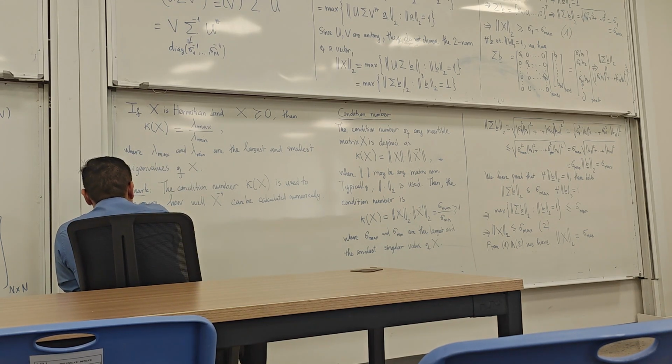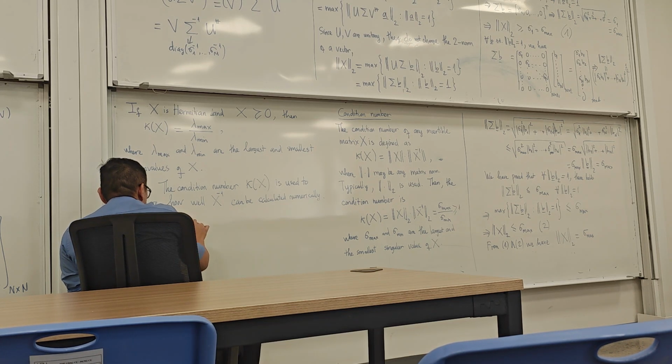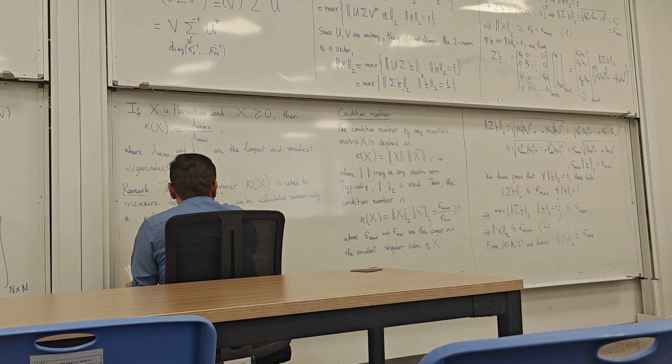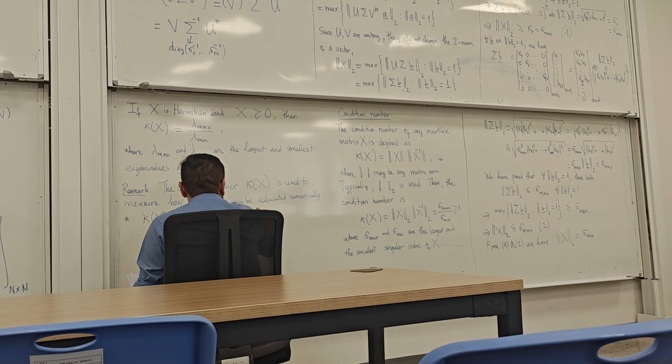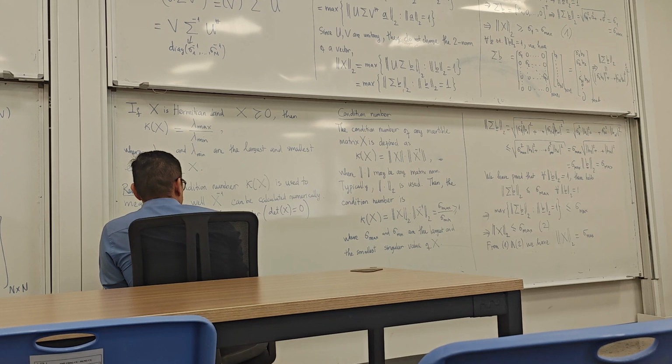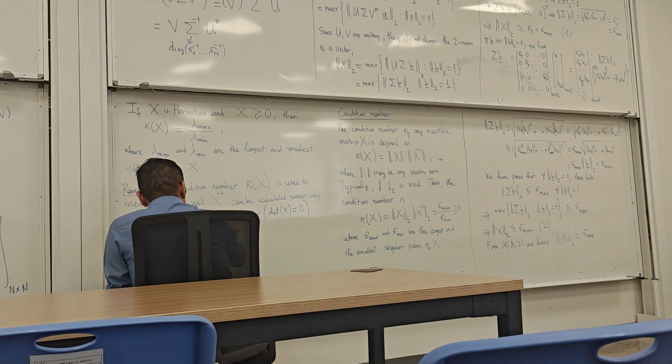Okay, again we have some special case. If kappa of x equals infinity, then it means that x is singular. What does it mean by singular? It means that x equals 0. Here the sigma min, the smallest singular value, equals 0.